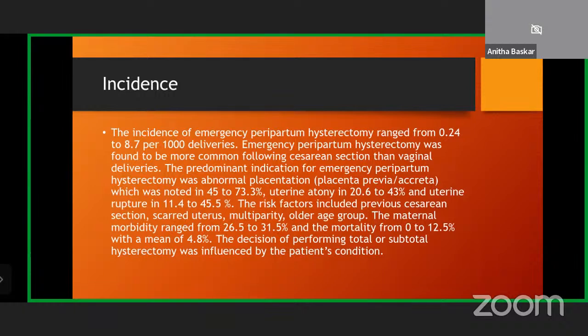What are the risk factors? These are mainly morbidly adherent placenta, which is the main reason for peripartum hysterectomy.